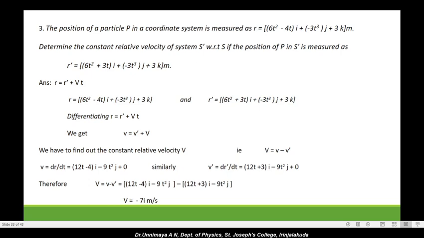This is the position coordinate of a particle P measured in S frame. So you have to determine the constant relative velocity of the system S prime with respect to S, if the position of the particle P in the S prime is measured as R prime is equal to (6t square plus 3t) into i cap plus minus 3t cube into j cap plus 3k meters.